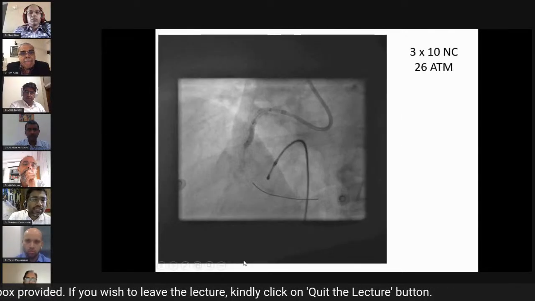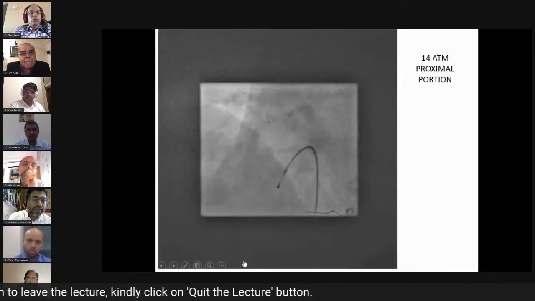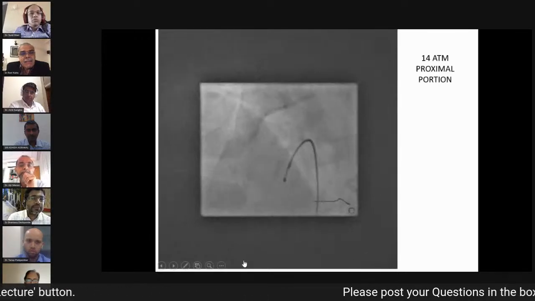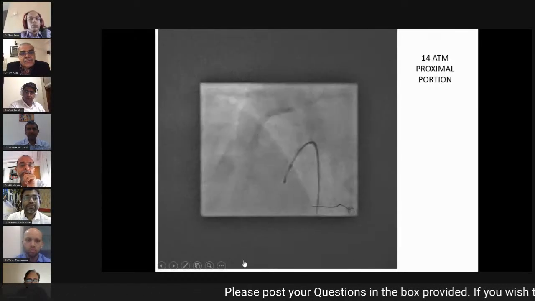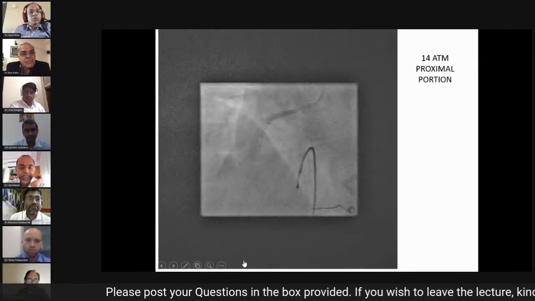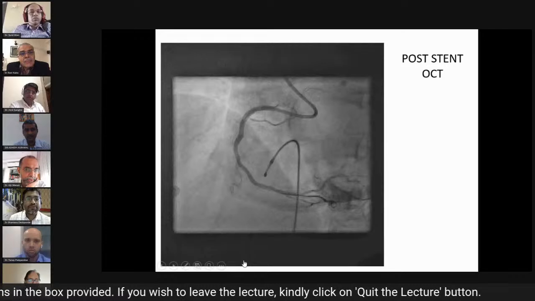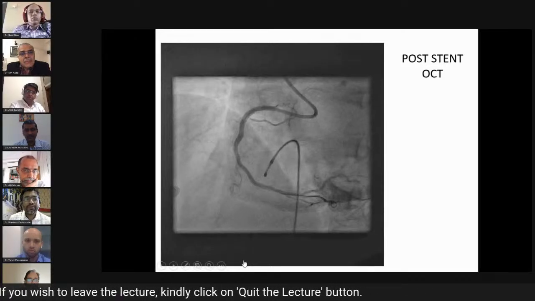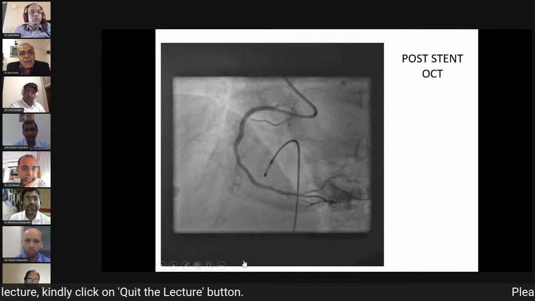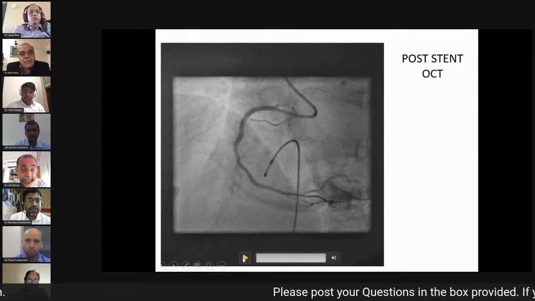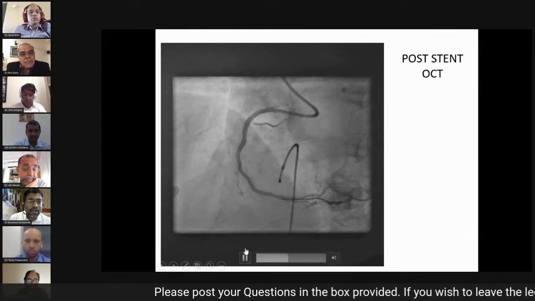Is it advisable to go such a high pressure post IVL? I mean, there's no issue in going up. I see we have already done an OCT, and you don't have any very deep dissections or cracks going all the way beyond the media. If you see on an OCT that you have cracks or dissections going beyond the media, then you need to be a little careful.